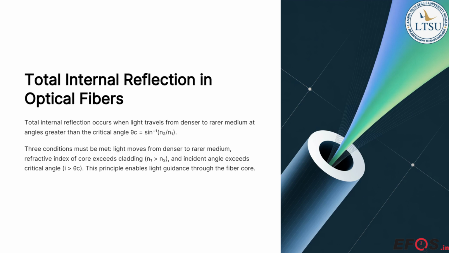Three conditions must be met for TIR. 1. Light must move from a denser to a rarer medium. 2. The core's refractive index must exceed the cladding's, n1 > n2. 3. The angle of incidence i must be greater than the critical angle, θc, which is given by sin⁻¹(n2/n1). When these conditions are met, the light is perfectly reflected back into the core, guiding it along the fiber.